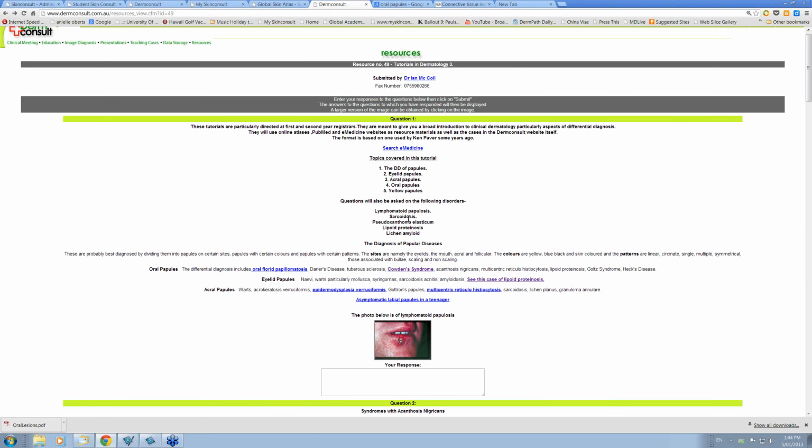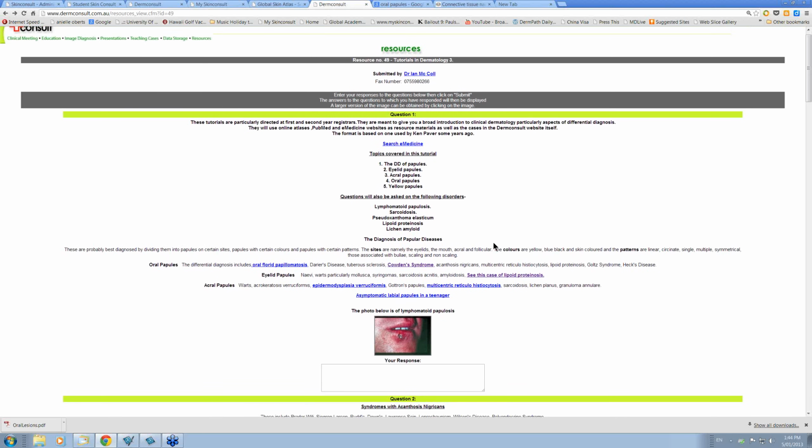Lymphomatoid papulosis, sarcoid, pseudoxanthoma elasticum, lipoid proteinosis, and lichen amyloid. So let's start off. The diagnosis of papular diseases.